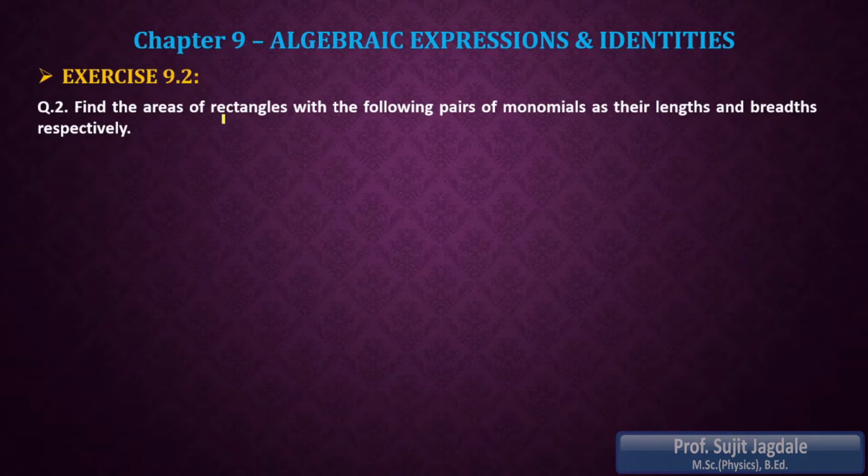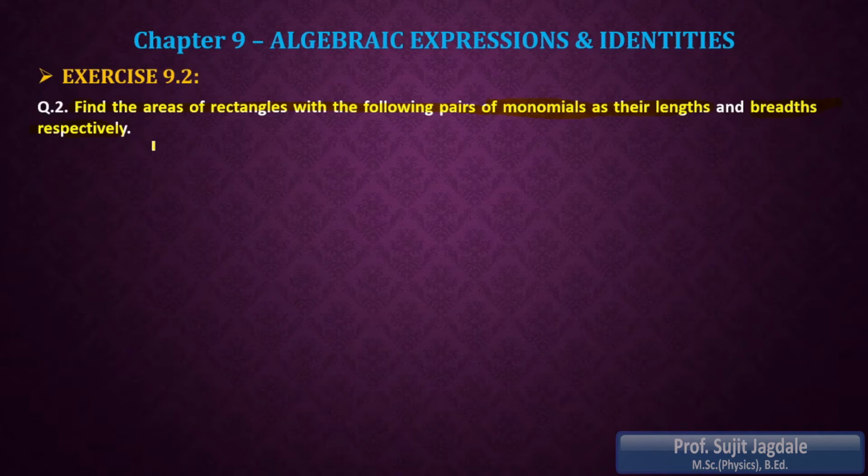First of all we are going to consider question number 2 from this exercise 9.2, in which you are going to learn how to perform the multiplication of monomials. The question is given like this: find the areas of rectangles with the following pairs of monomials as their lengths and breadths respectively. So here the lengths and breadths of the rectangles are given in the form of expressions, that means monomials, and from those monomials we have to obtain the area of the rectangle.